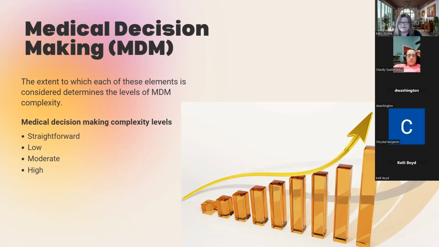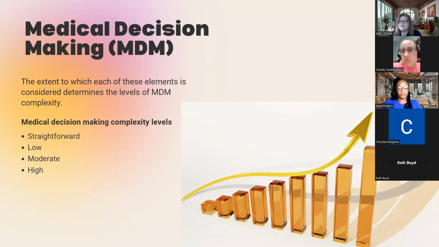Now, if it's high, that's the highest level they can go. That's going to be somebody that's really, really sick, has a lot going on diagnosis wise or pre-existing condition wise, and it's going to be time consuming. It's vital. It's emergent. More than likely, it's going to have a high complexity level. So it just goes up in steps.